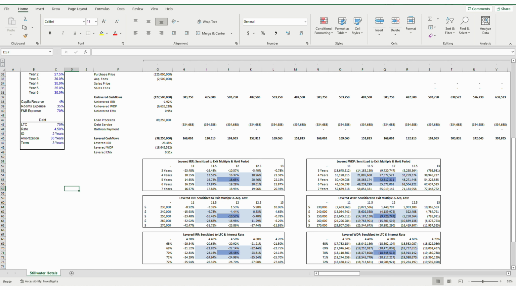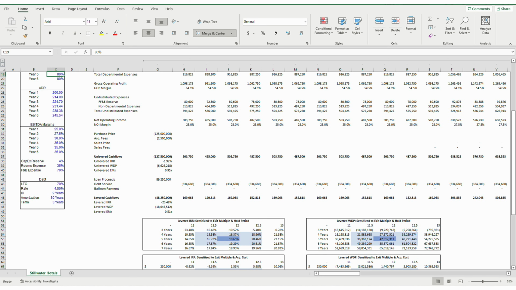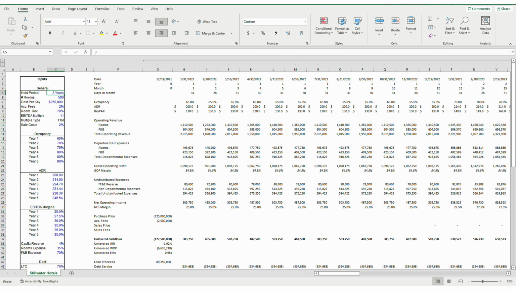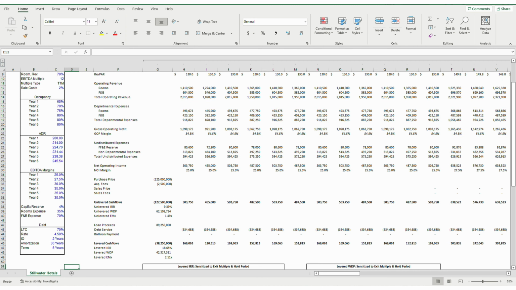Now you may wonder why the tables don't look the same. And that's because I changed some of the initial parameters. If I revert hold period back to 5 years and the exit multiple to 12, you can see that all the tables reflect the same initial metrics.